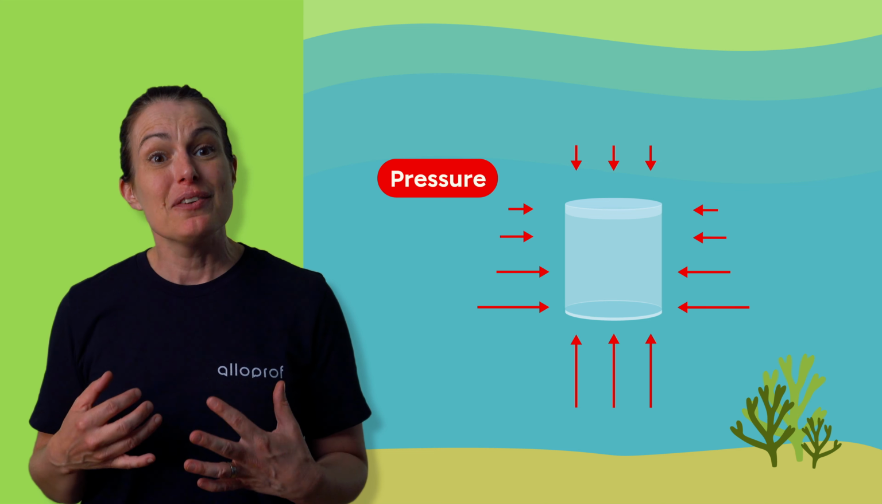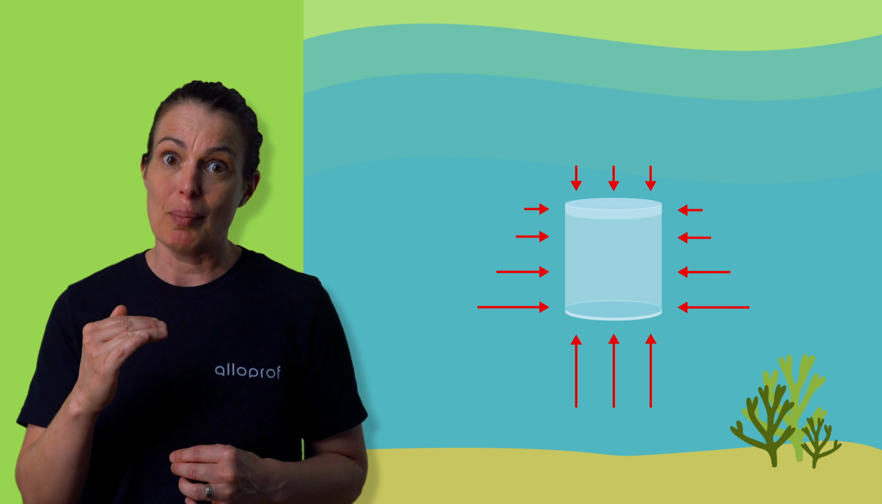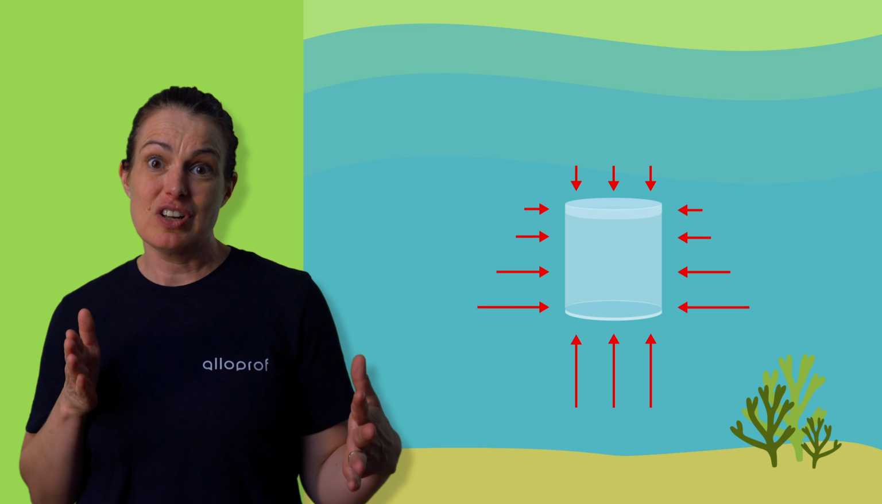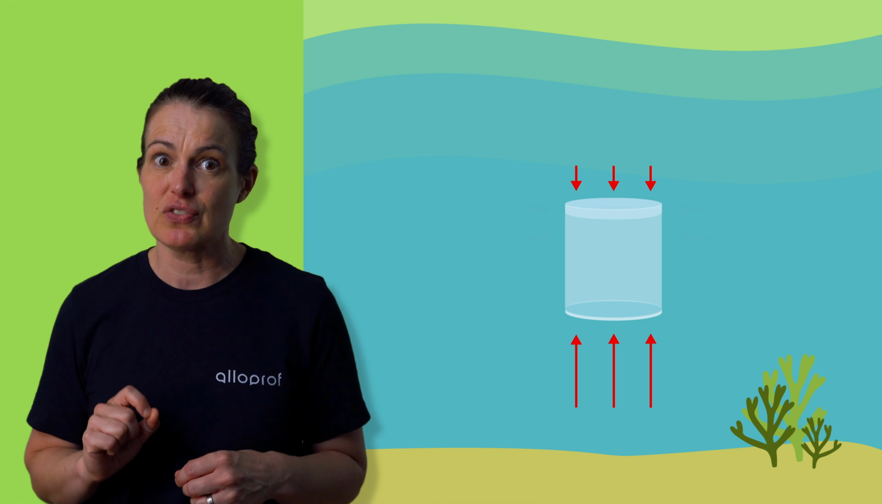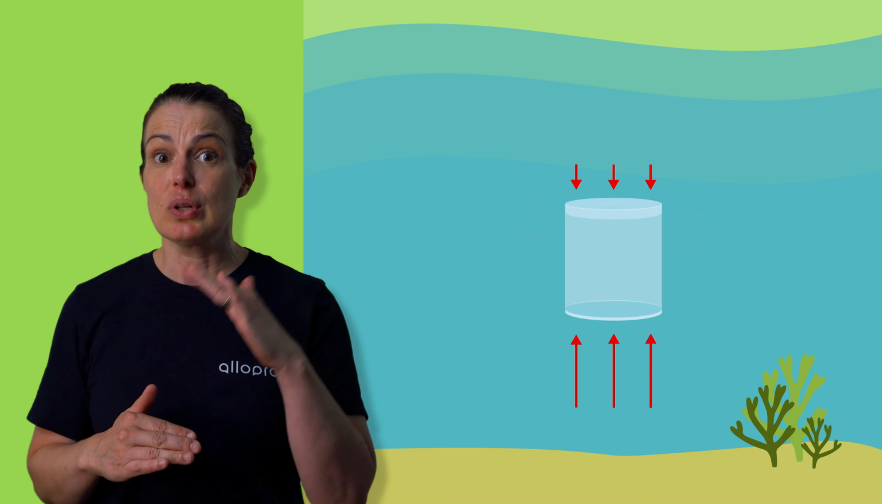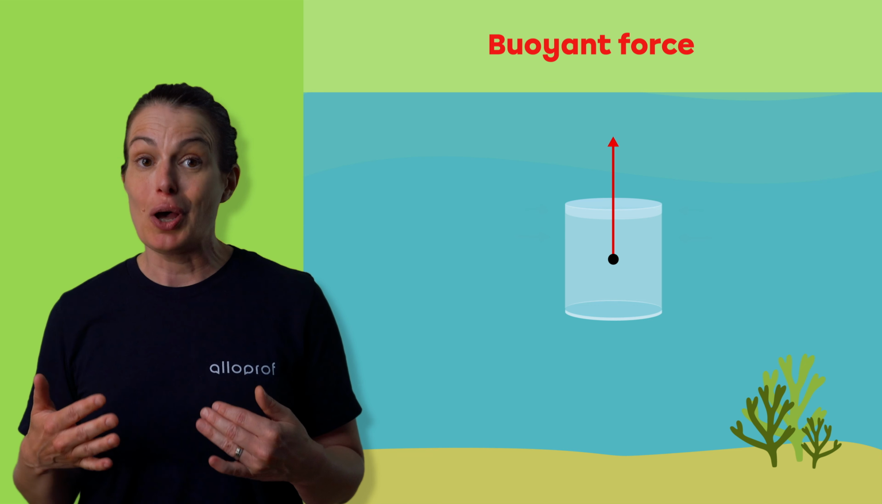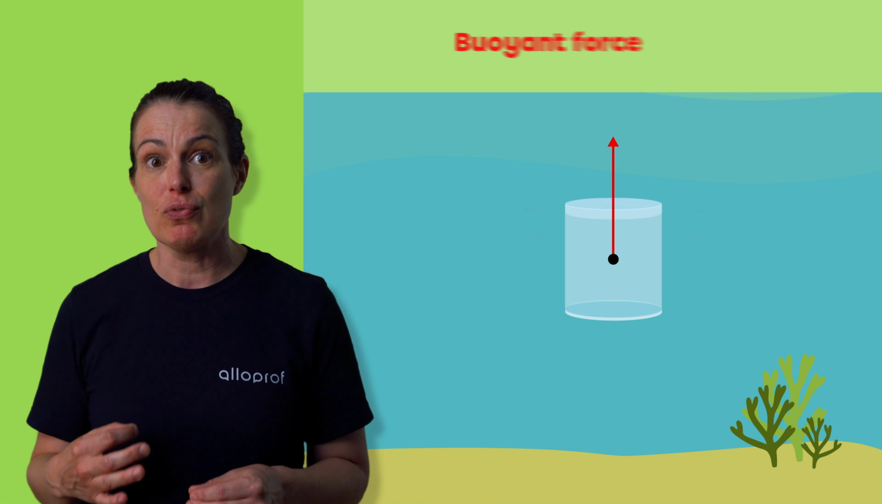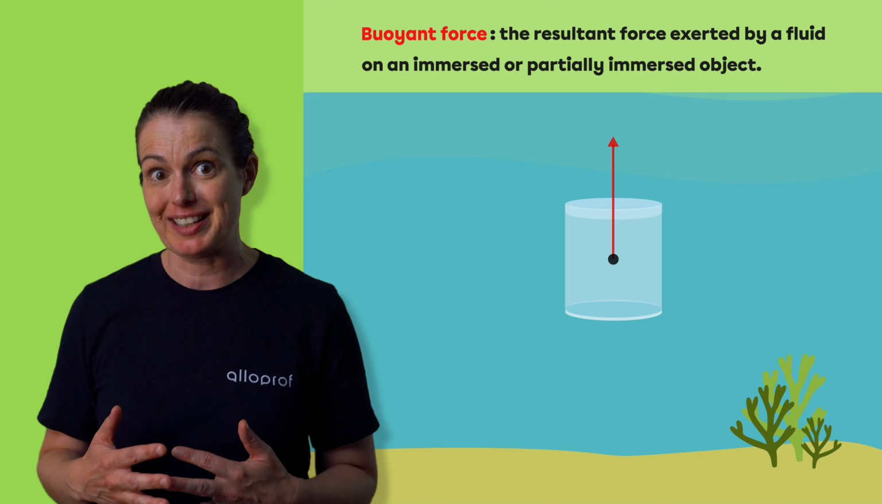In other words, the forces applied to the base of the object are greater than the forces applied to the top. The forces on each side of the object balance each other out, which is not the case for the forces applied to the base or to the top of the object. The resultant force, called buoyant force, is therefore the force exerted by a fluid on an immersed or partially immersed object.